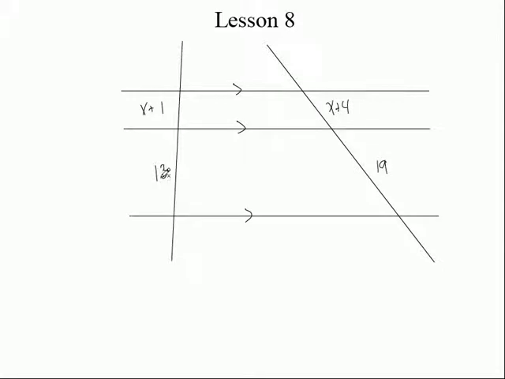X plus 1 to 13 or x plus 4 to 19. The only way that you cannot compare them is diagonally. You cannot compare x plus 1 to 19. You with me on that? Make sure you don't do it that way. You can compare left to right or up and down. You can't do it the other way.